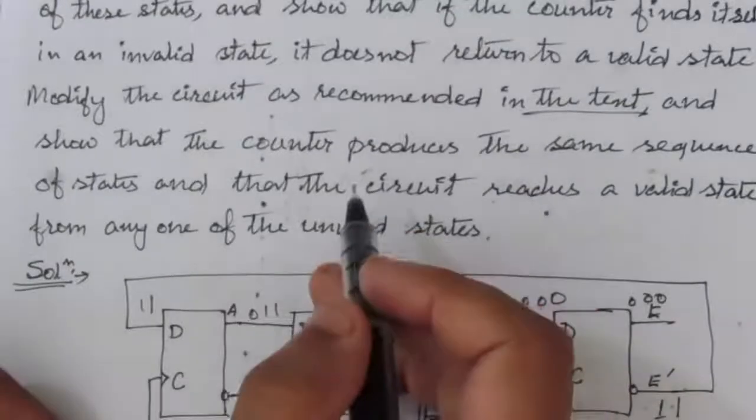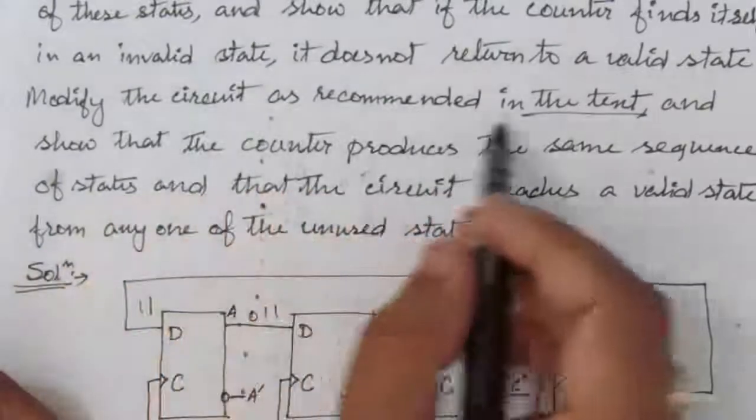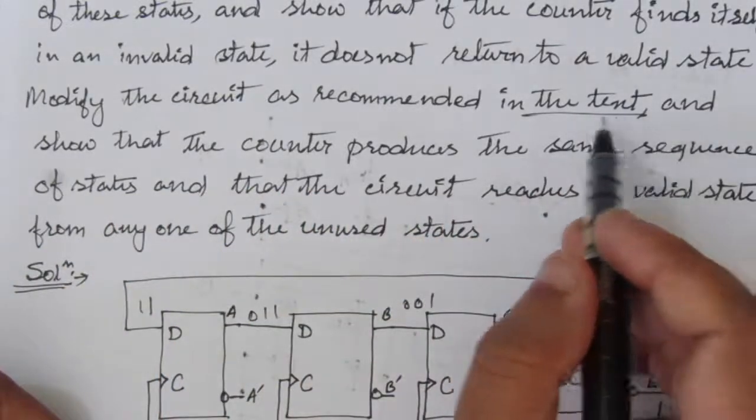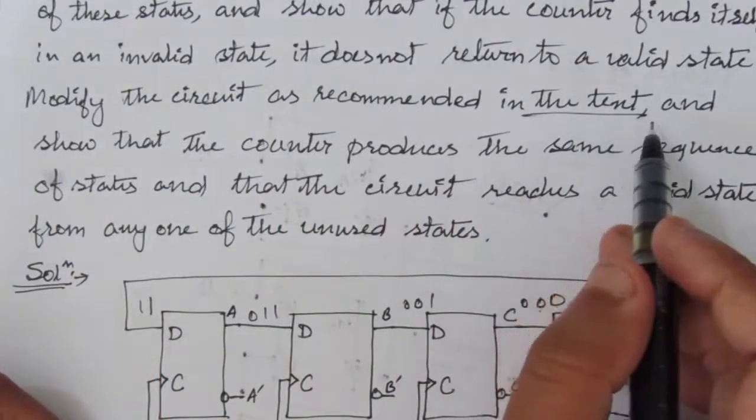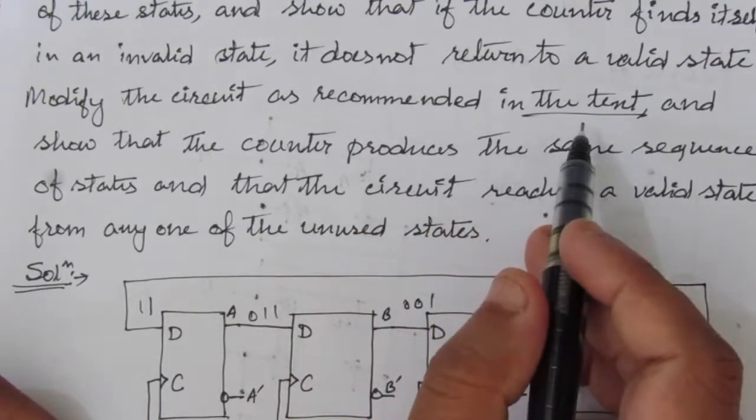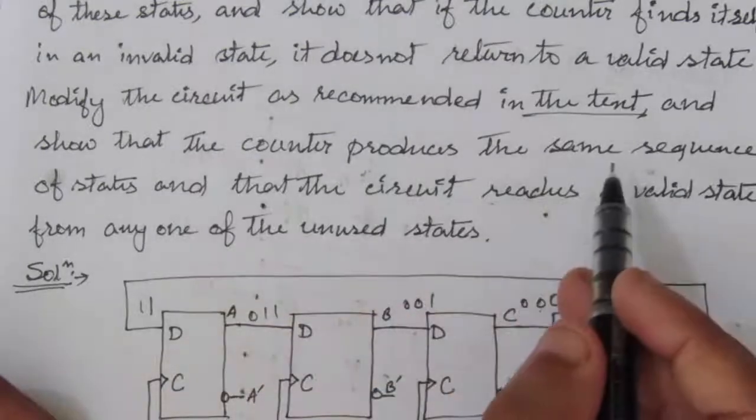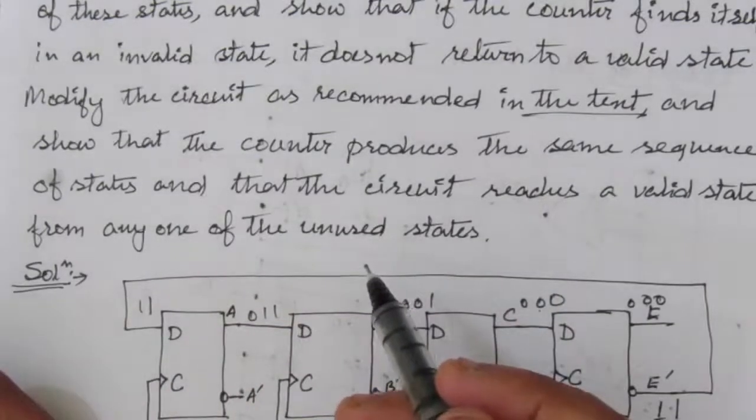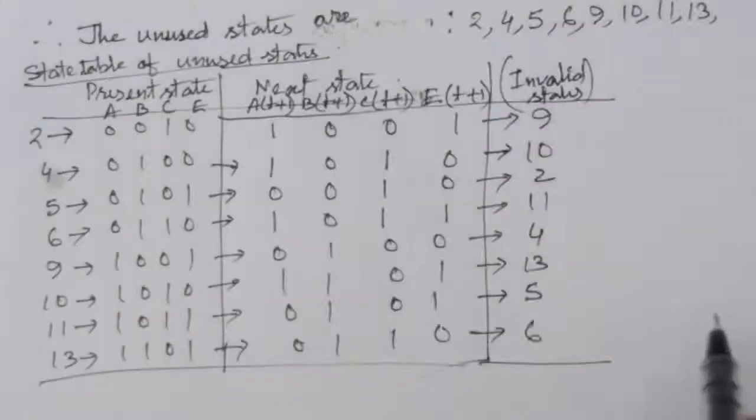In the question, it is given to modify the circuit as recommended in the text. That means in the book, there is a solution mentioned, and we have to use that recommended solution so that the counter automatically corrects if it attains an unused state.